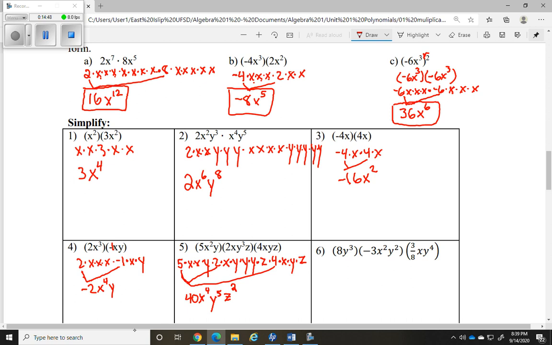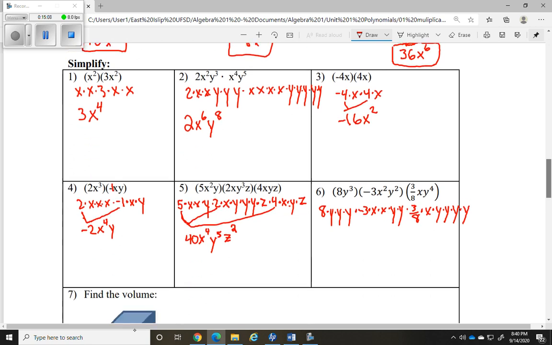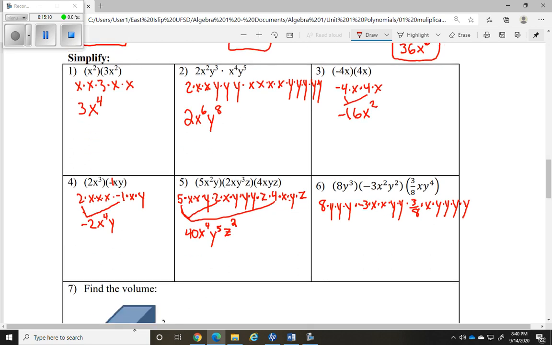Number 6, this says 8 times y times y times y times negative 3 times x times x times y times y times 3/8 times x times y times y times y times y. Notice I'm not complaining about showing my work because I'm guaranteed to get the right answer.